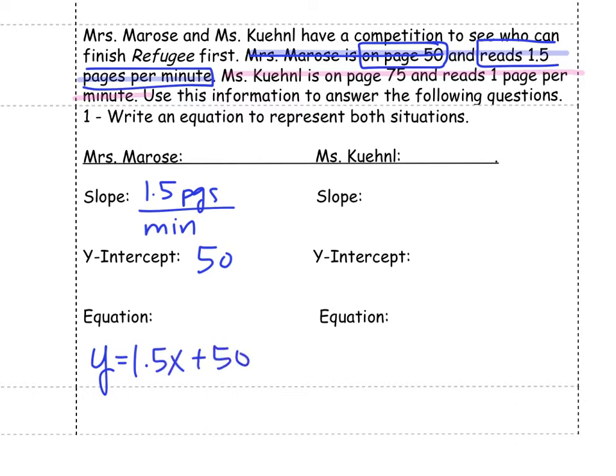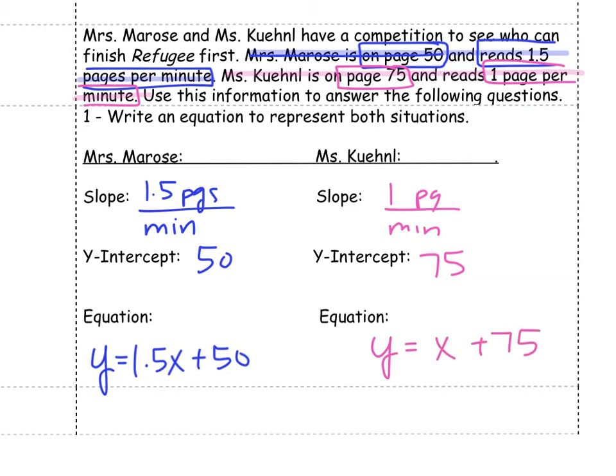Why don't you take a minute to pause the video and do Miss Kennel's equation, and then come back and check. Looking at Miss Kennel, she's on page 75 and reads 1 page per minute. So her rate or her slope is 1 page per minute. Her y-intercept is 75, and her equation is y equals x plus 75.